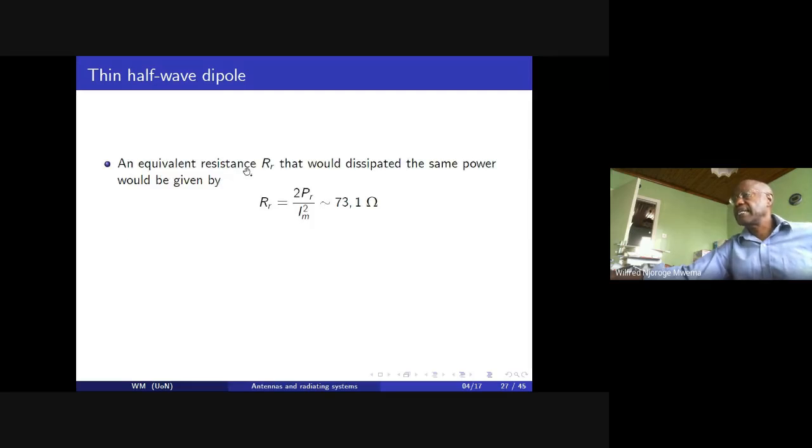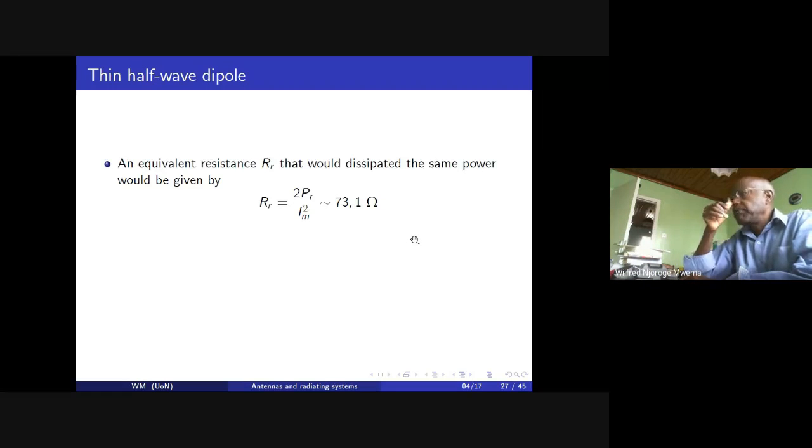So the equivalent resistance, RR, that would dissipate the same power. That is, if we were to take a current of amplitude Im and pass it through a resistor, how big will that resistor have to be for it to dissipate the same amount of power as the PR that we have? Since power is given by half Im squared multiplied by R, we can get that equivalent resistance RR as twice PR divided by the amplitude squared. And this is approximately 73.1 ohms.